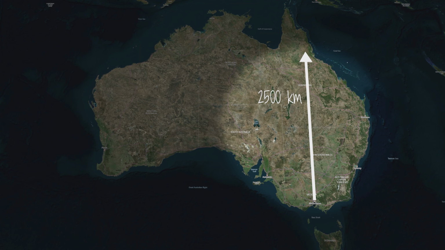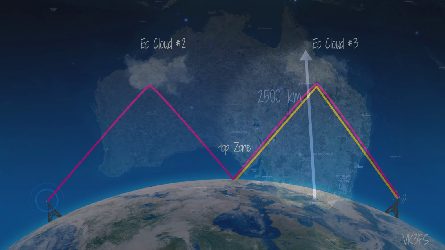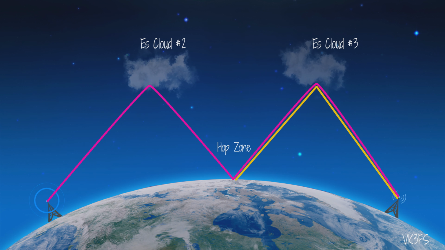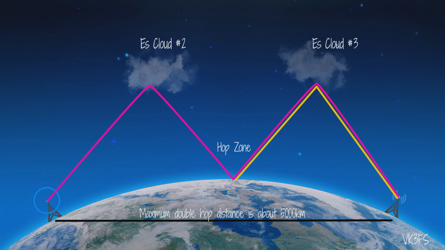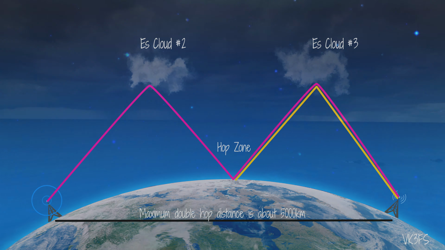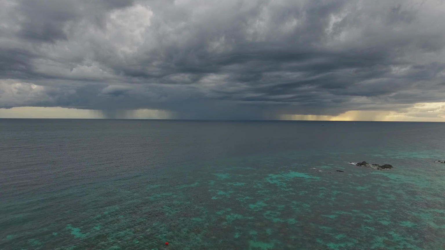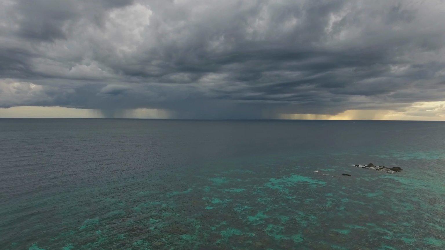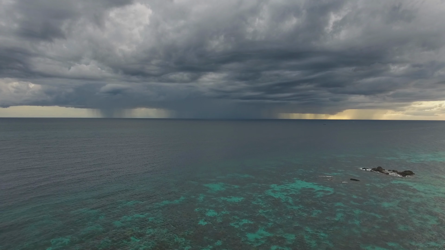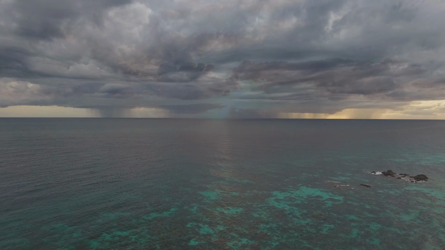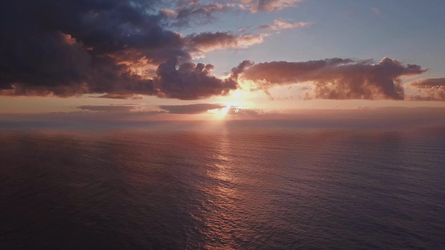However, if multiple sufficiently ionised patches exist in a line along a particular signal path, this can extend the range of E-layer propagation signals out to around 5,000 kilometres and beyond. If the midpoint of a double hop happens to be on the water, such as the ocean, the signals will be stronger and there's less likely to be interference from midpoint stations.